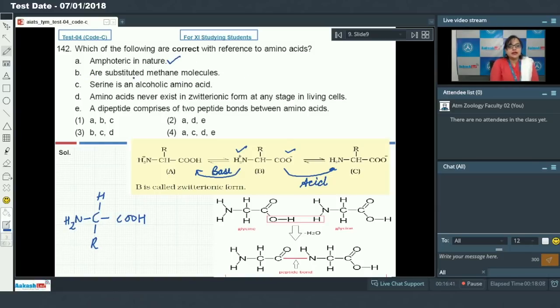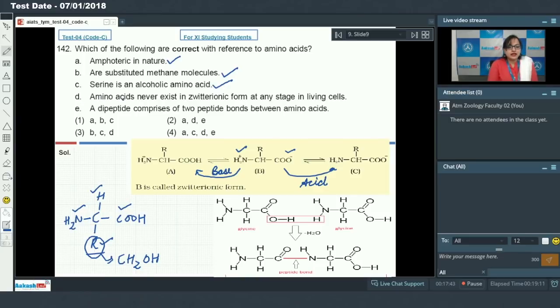Option B, that is they are substituted methane molecules. Methane has a single carbon atom, and all the 4 valencies of carbon are satisfied by substituent groups, that is carboxylic group, hydrogen, amino group and an R group. So they are substituted methane molecules. This is also correct. Option C, that is serine is an alcoholic amino acid. In case of serine, the R group is represented by CH2OH. So it is an alcoholic amino acid.